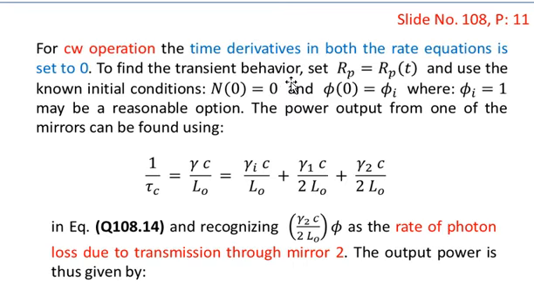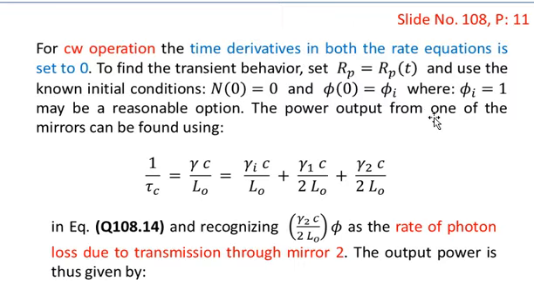To find the transient behavior, we can set Rp to be a function of time, and use the known initial conditions that initially the population of the upper laser level is 0, and initially the number of photons present in the cavity is equal to phi I, where for the simplest case we can choose phi I equal to 1, that at least one photon was present in the laser cavity before the initiation of the lasing process. So these may be reasonable options that we have chosen.